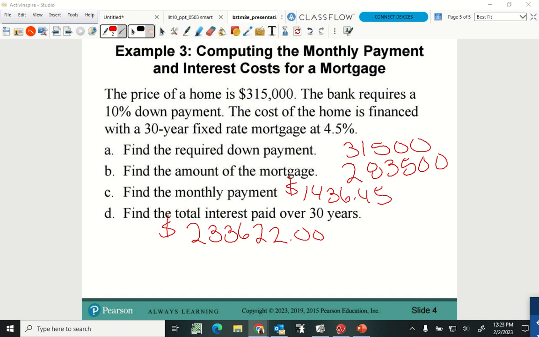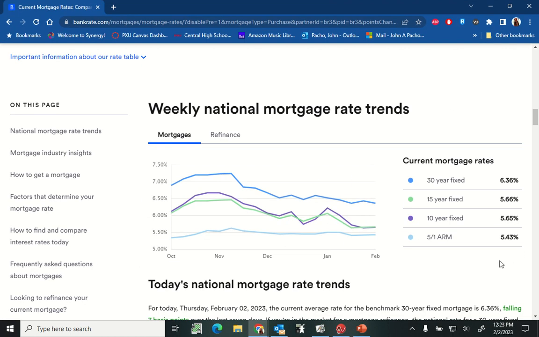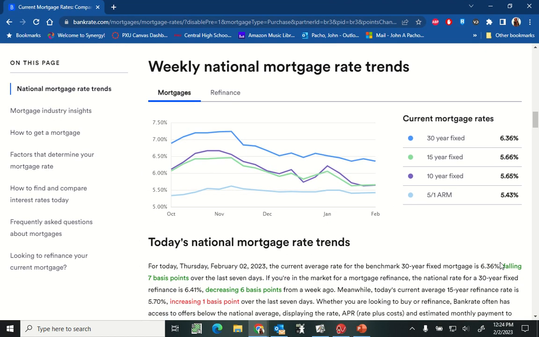All right. So this is today. If you were to take that loan out today, rerun your numbers. What's your interest rate now? 6.36. $1,765.89 is your monthly payment.